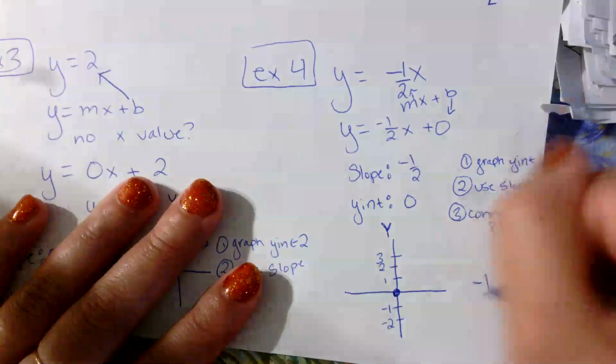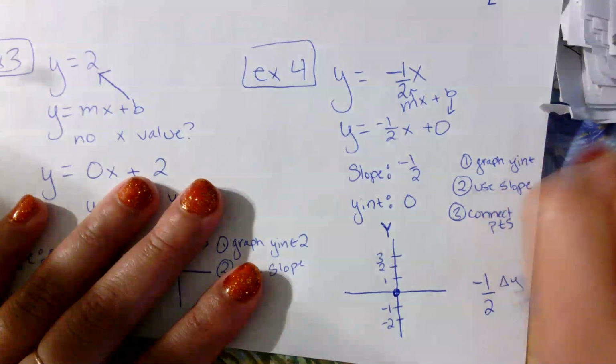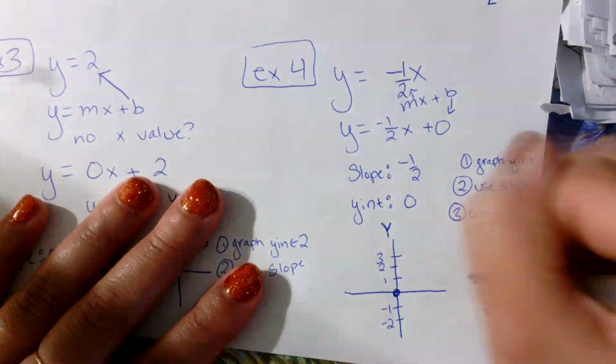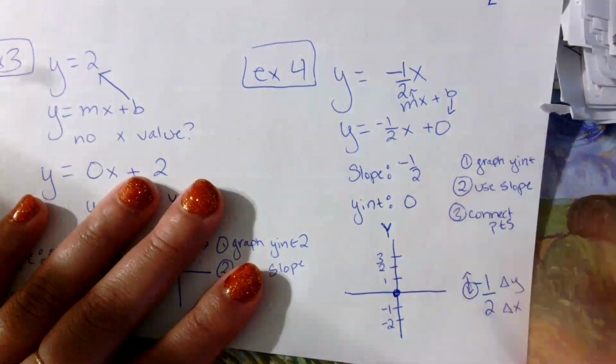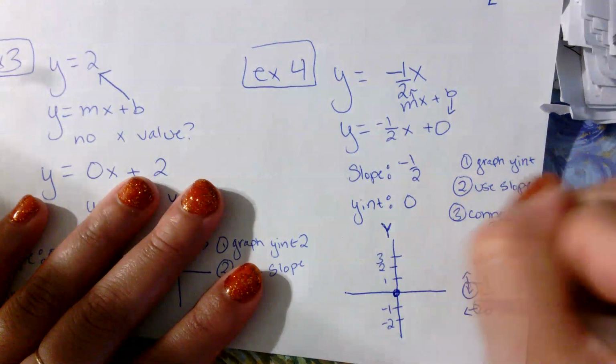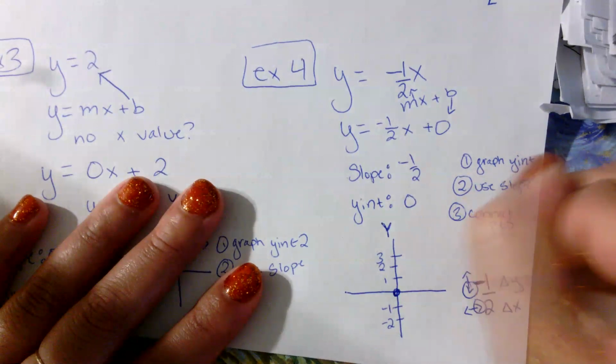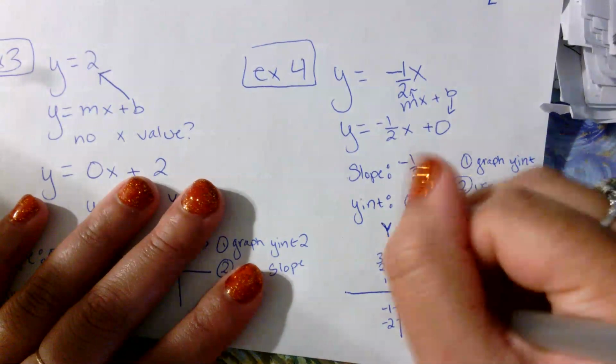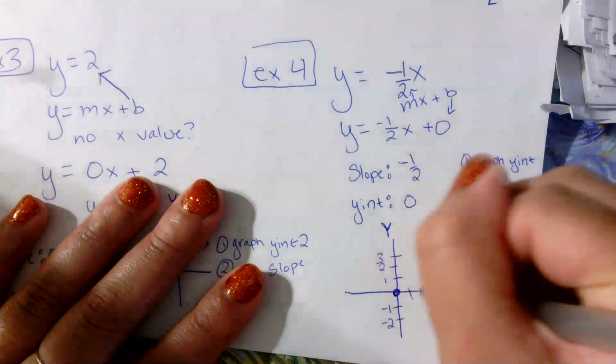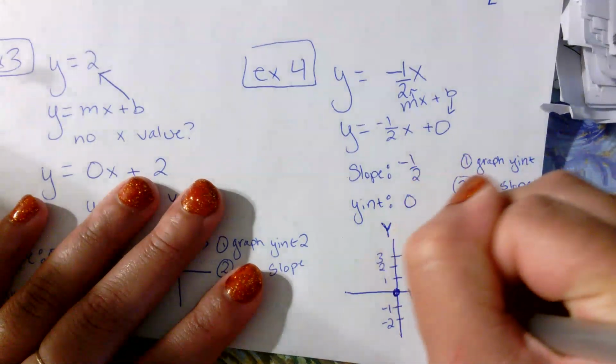Now I can use my slope. My slope is negative 1/2. So that's change in y over change in x. This tells me to go down 1, and this tells me to go right 2. Remember that negative sign for y means go down. So I am down 1 and right 1, 2.